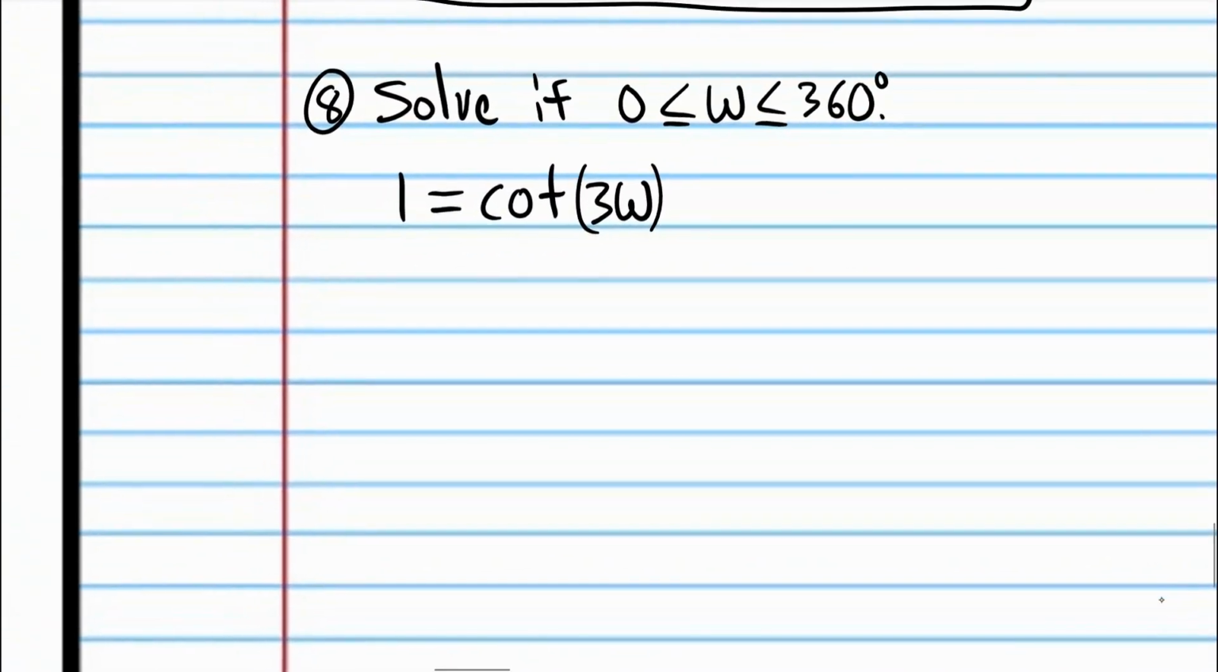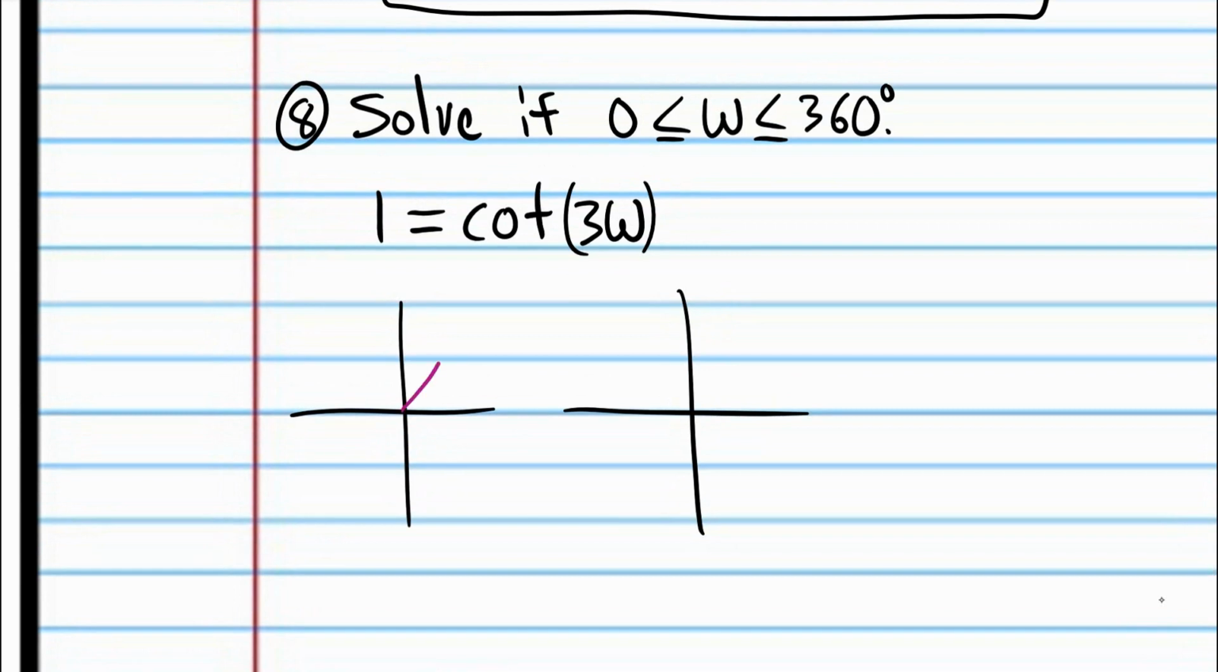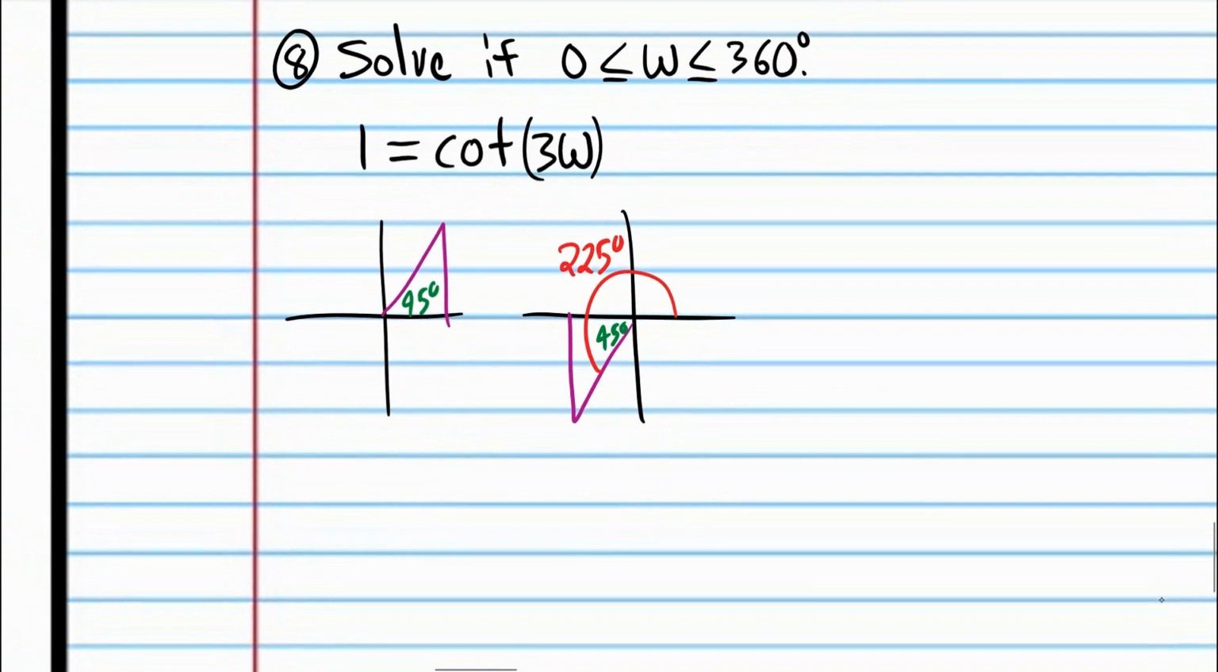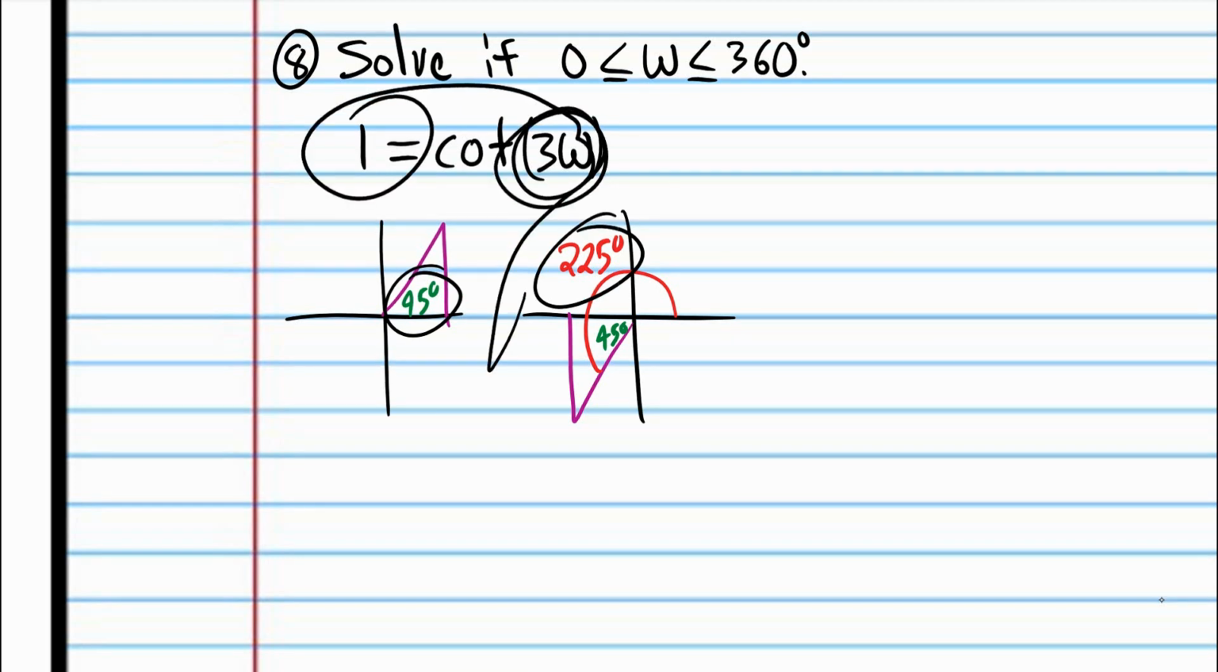So cotangent is equal to 1, so that's x over x. So we're dealing with a 45, 45, 90 triangle. And if it's equal to 1, then that means our triangles are in the first quadrant and the third quadrant. We know the reference angle is 45 degrees. So one angle that works is 45, but another angle is 225 degrees. So those are the angles, 45 and 225, that we plug in to the cotangent function to give us 1.